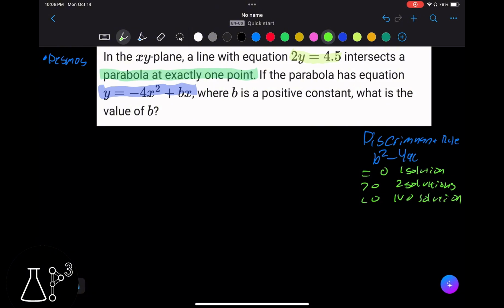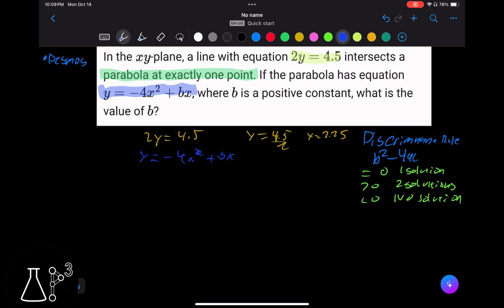So let me rewrite the equations that I have. I have 2y equals 4.5, and I'm also given y equals negative 4x squared plus bx. Let me solve for y in the beginning equation so we can plug it into the second equation. So y equals 4.5 divided by 2, which gives me y equals 2.25. And now I plug that y value into the blue equation so we can create the quadratic equation.